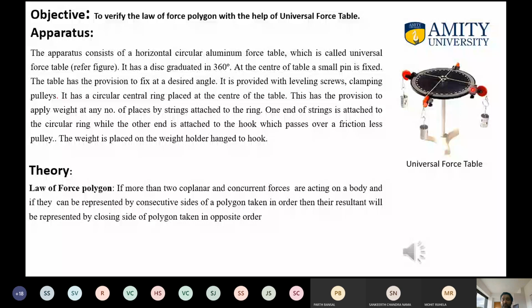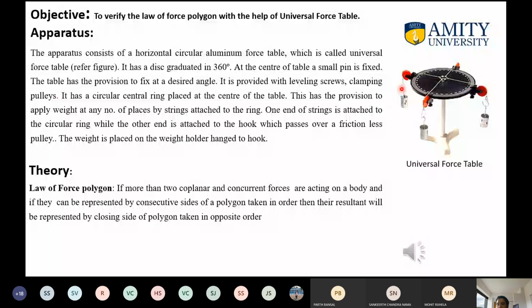These four strings are attached to a small ring. This is the small ring here, and at this point the pointer is attached and the small ring is lying there. With this small ring, four different threads are attached, and these four threads are passed over the pulleys: this is the first pulley, the second, the third, and the fourth. So I am explaining the apparatus details once again.